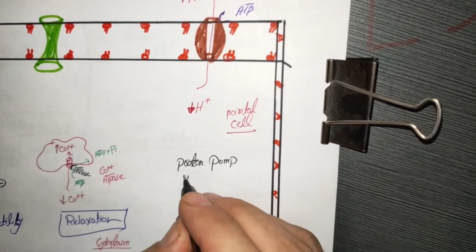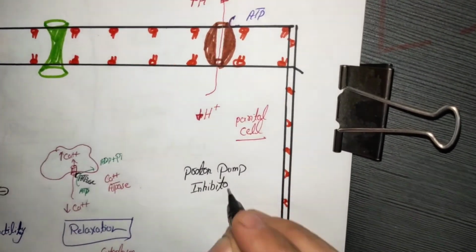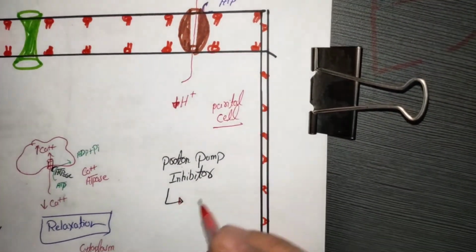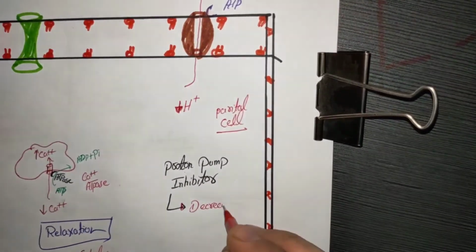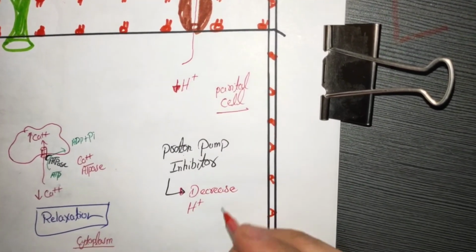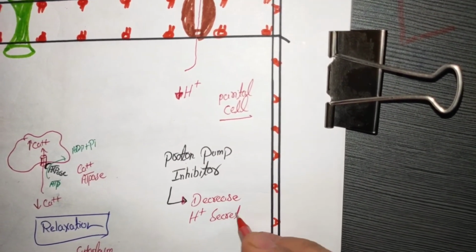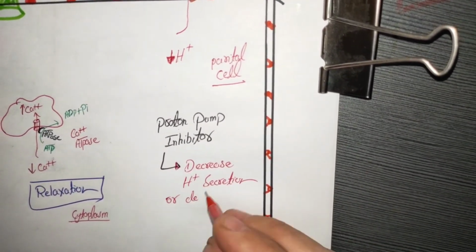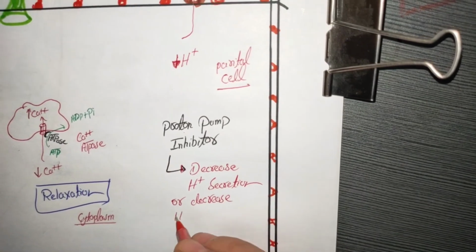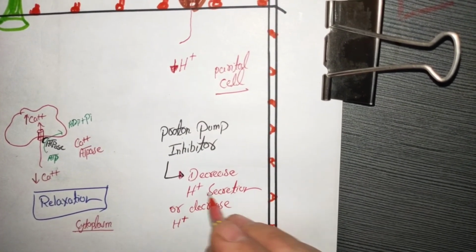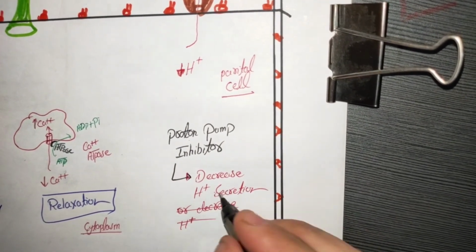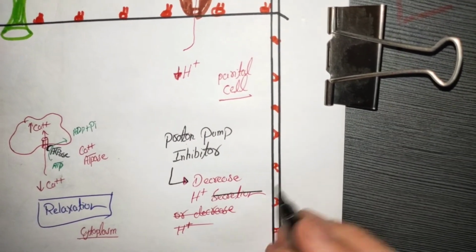Proton pump is very important to have knowledge about, because we have proton pump inhibitors. Some drugs inhibit the proton pump. So when the proton pump is inhibited, proton excretion is decreased. It means that less proton will be excreted to the lumen of stomach if we inhibit the proton pump.